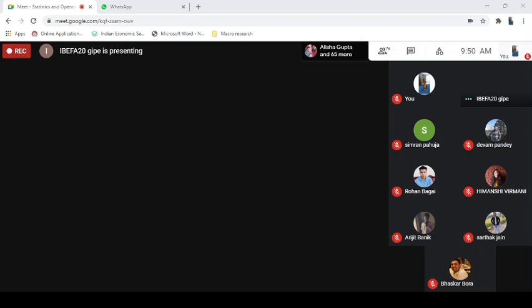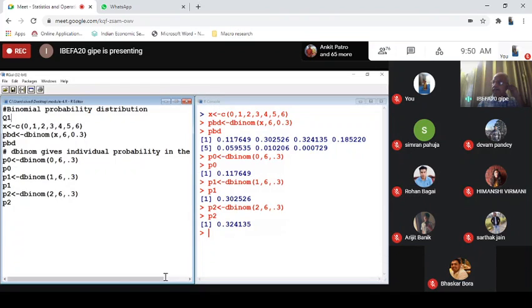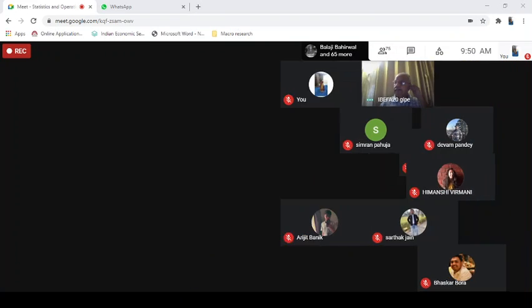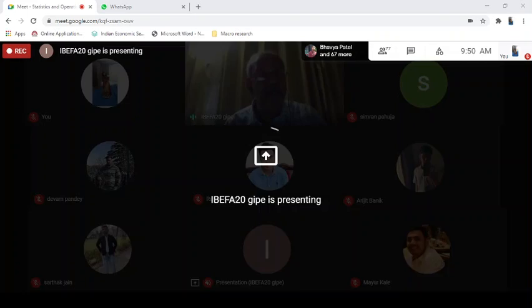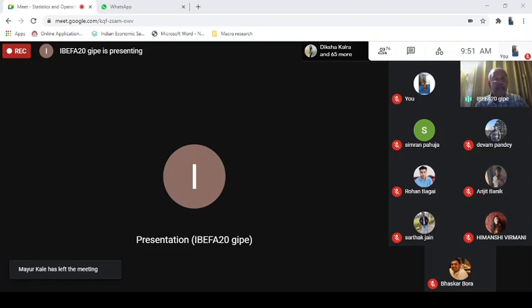I have written also the binomial gives individual probability in the sample. Let us see the next question. Exactly 3 are perfect, exactly 4 are perfect, 3 or more are perfect.